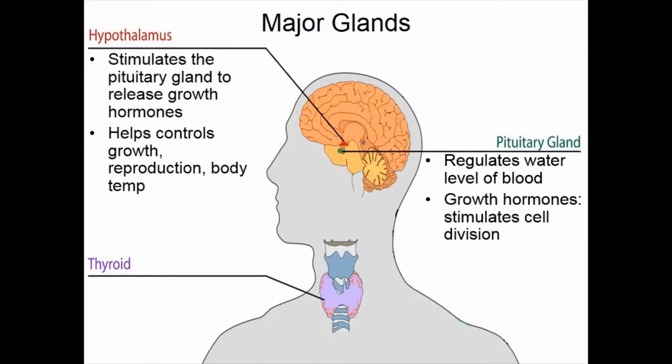Another function of the pituitary gland is to release growth hormones, which stimulate cell division and cause our cells to physically grow larger. And this is important as we hit the puberty years of our life and then enter into the adulthood years of our life. So the hypothalamus will send signals to the pituitary gland, and the pituitary gland will respond by releasing growth hormones.